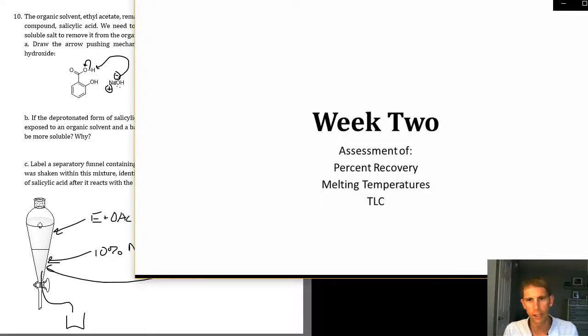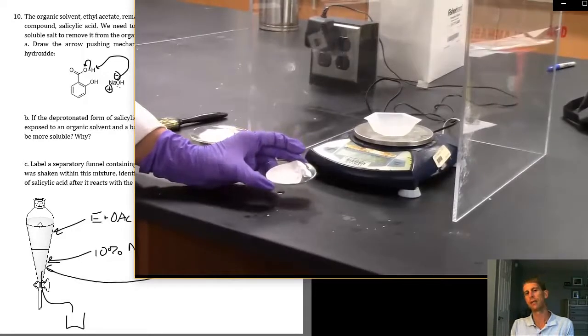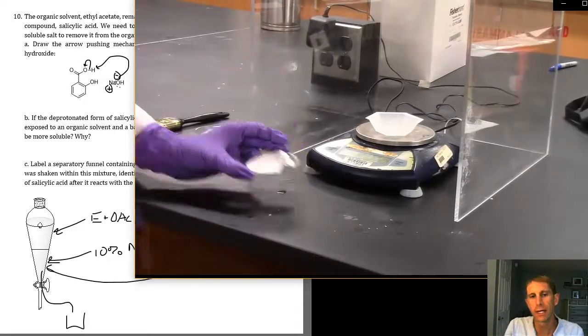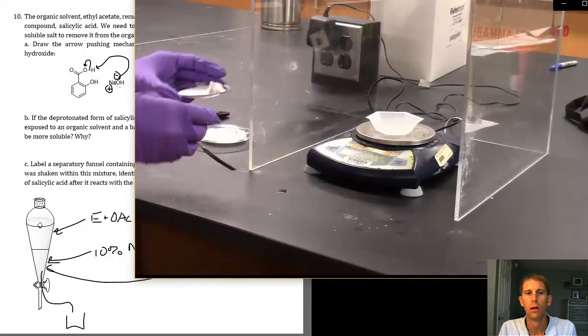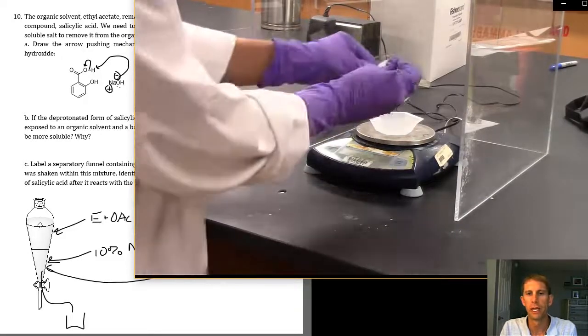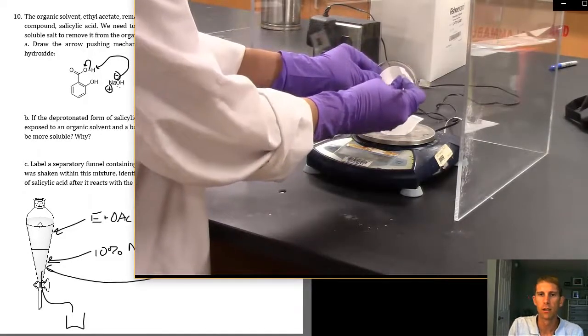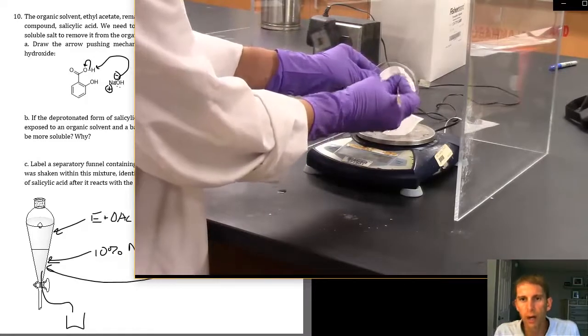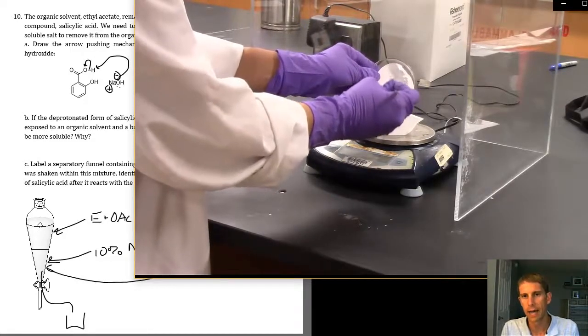All right, we're back. It's already week 2. That was pretty quick. So we are going to assess those isolated samples, assessing the weight of the isolated sample, the melting points, and the TLC analysis. So right now we are isolating the salicylic acid.